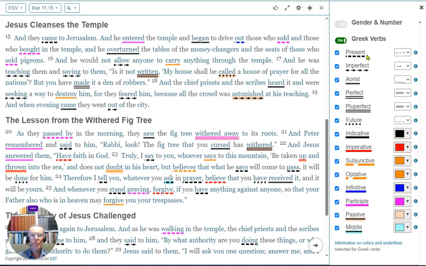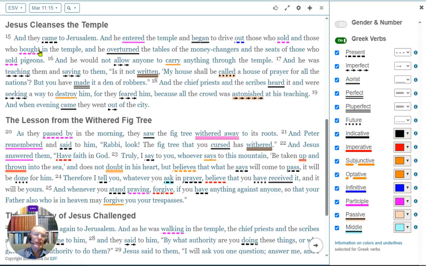So to drive out in the present there, the blue for infinitive, and it's the dashes because it's a present. So the first verse here is setting the scene, that he comes to Jerusalem, he's entering the temple, and he begins to drive out those who are selling and those who are buying in the temple.